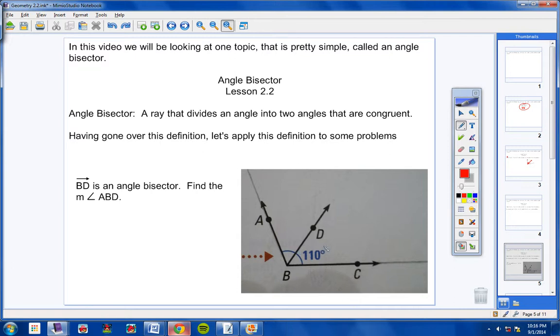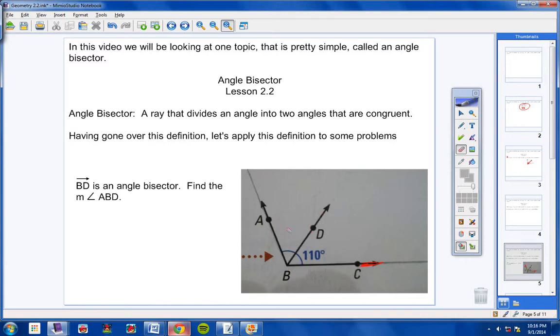And so here we go. Please watch carefully, students. Notice I have a big angle right here. There's my big angle. And notice right over here it says ray BD is an angle bisector. So this ray right here cuts this big angle into two congruent angles. This angle here with one dot is congruent to this angle over here with two dots. That means the two angles are equal.